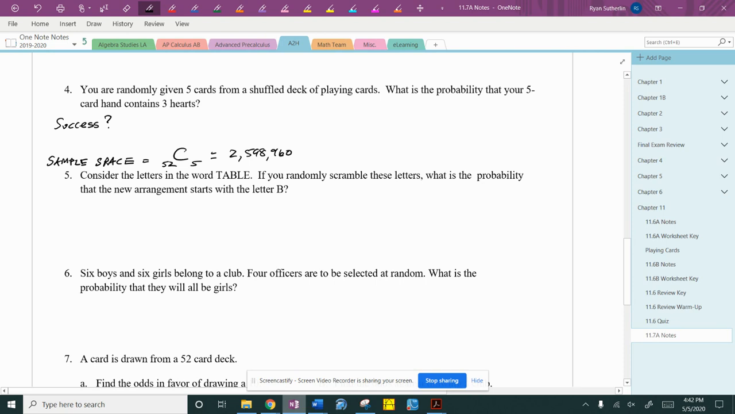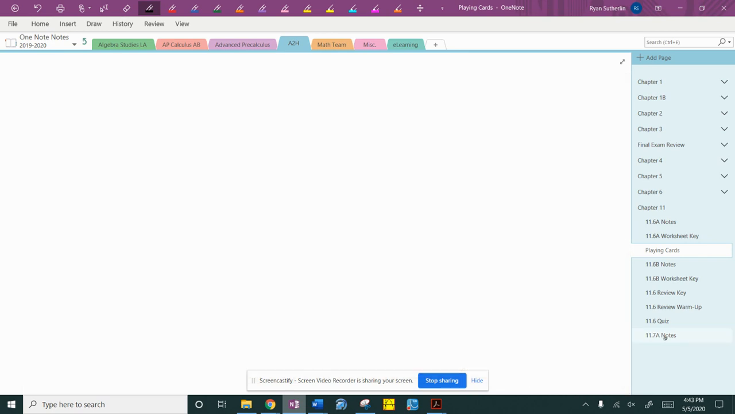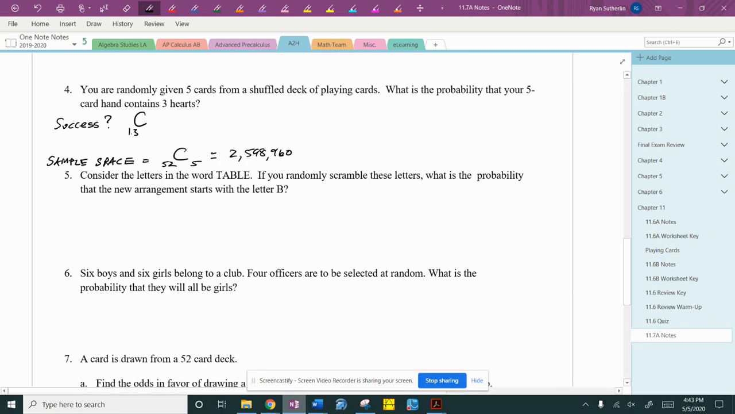Now our success is that our hand contains 3 hearts. This is where, if you need that diagram again, this playing cards diagram, make sure you have that ready. You can always look at it. This got you on the last quiz because some of you, when I said number of jacks, you wrote 13, but you can clearly see there are 4 here. So just as we look at this, how many hearts are there? There are 13 hearts. And out of those 13 hearts, we want 3, but we're taking 5 cards. That means out of the other 39, we need 2. So there are 211,926 successes.